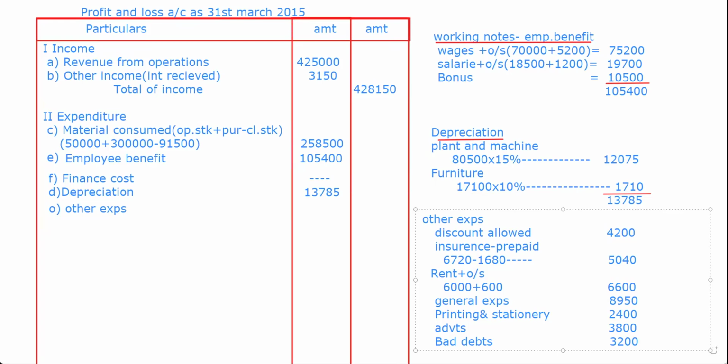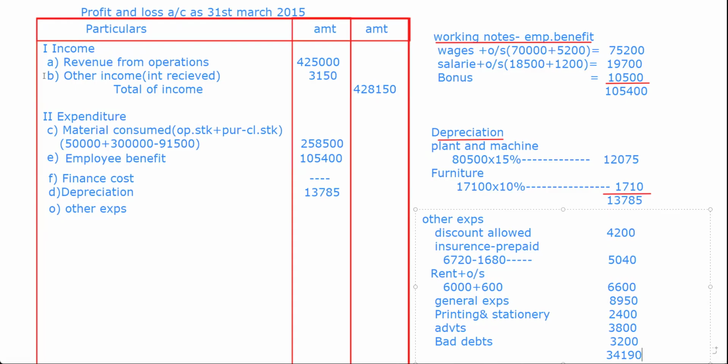I'm going to cross check it. So if I see closing stock, depreciation, outstanding liabilities, everything I'm taking it. So simply I'm going to total all these factors. So 4,200 plus 5,040 plus 6,600, then 8,950, then 2,400, 3,800 and 3,200. So that's how I got my total of these expenses to be 34,190. So this is how I have got a total of expenses as this one.